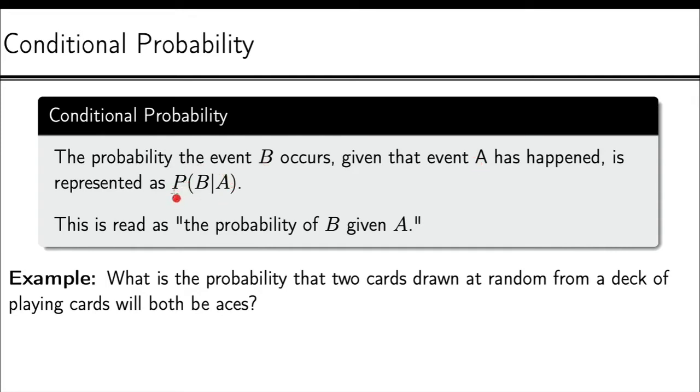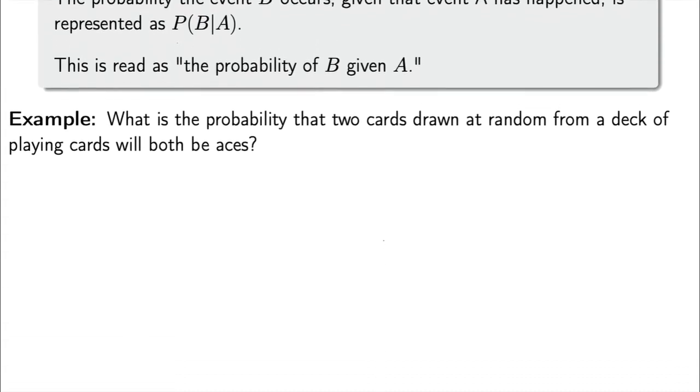The way we write this is probability of B, and then this vertical line is said "given A." So probability of B given A, meaning we know A has occurred. What's the probability of B now? Okay, so let's do an example. What is the probability that two cards drawn at random from a deck of playing cards will both be aces?